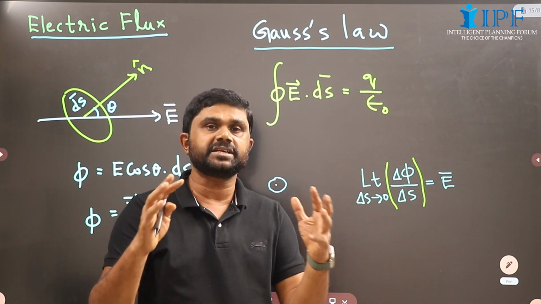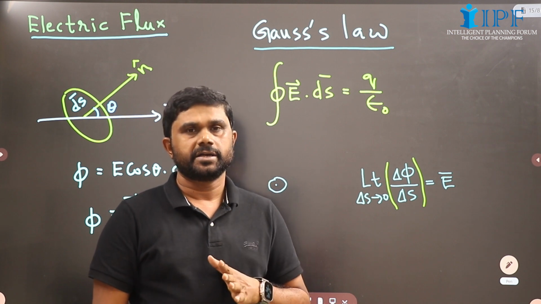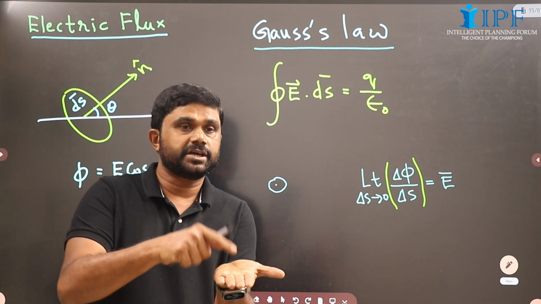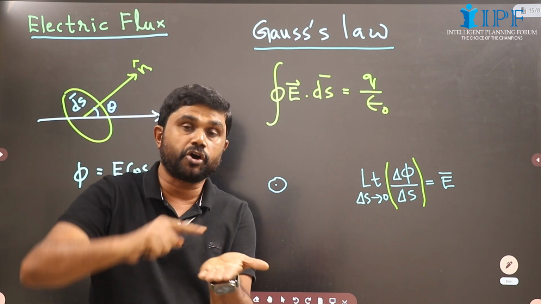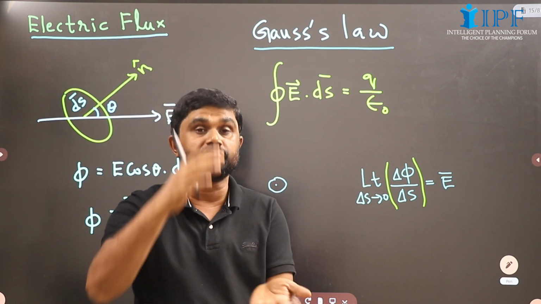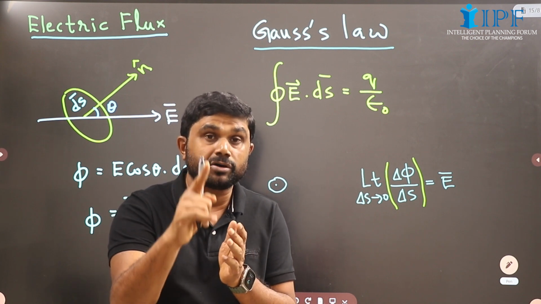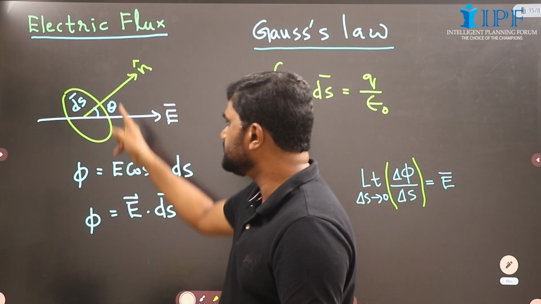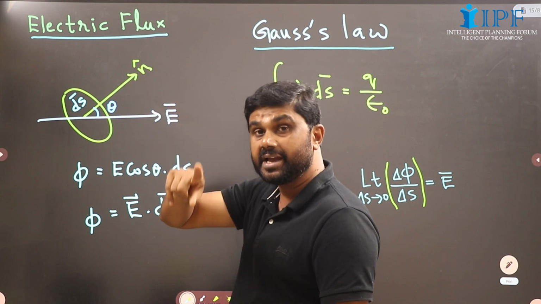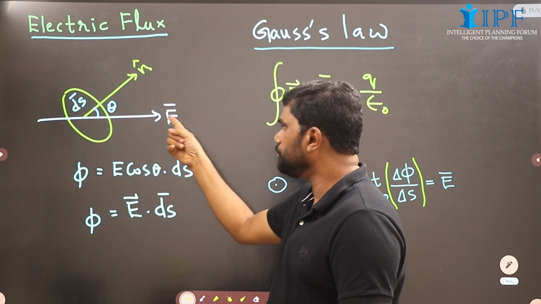Now area is a scalar, but an elementary area, meaning a small area, can be considered as a vector. If this is the area, then this is the outward normal directed outwards, and this is the inward normal directed inwards into the area. An elementary area is a vector directed along the outward normal. Now this is the intensity of electric field.